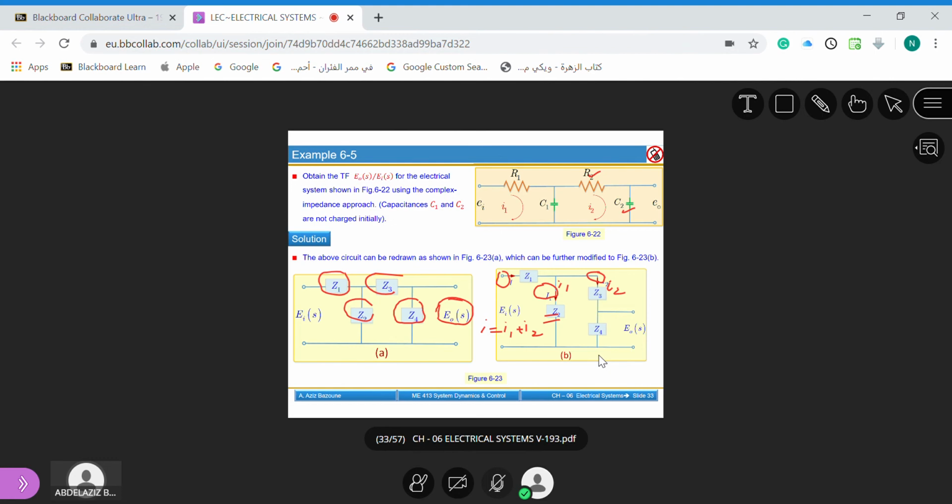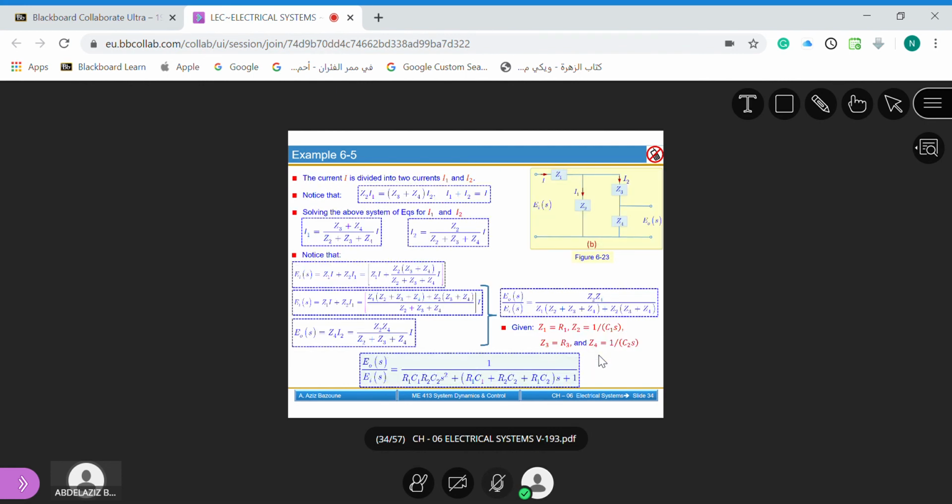So we can write it like this here, and we take the output, the same current passing through Z3 and Z4 is I2. You look here, and here is the same. And we are taking the output across Z4. It's the same. So I did not change anything. I'm just trying to write it in a convenient form to use the impedance formula.